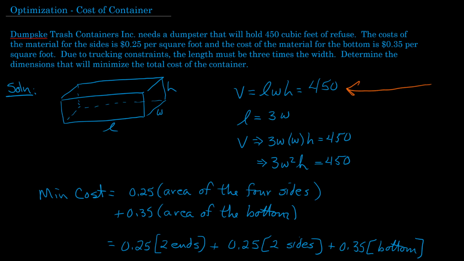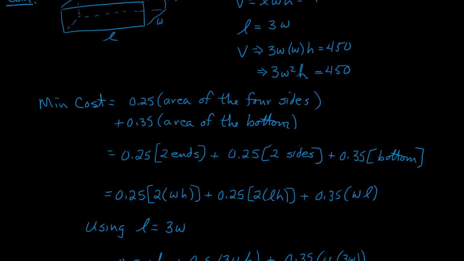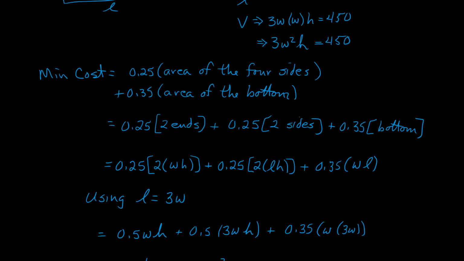This is going to come in handy because it allows us to rewrite the equation. Instead of having 3 variables, length, width, and height, I can now substitute 3W for L. The volume is 3 times W, that was L, times width times height equals 450. This simplifies to 3W squared times H equals 450. Notice we have reduced this from 3 variables to 2 variables. We're eventually going to need to do a little bit more, but for right now, that gets us part of the way done. Okay, we want to minimize the cost.